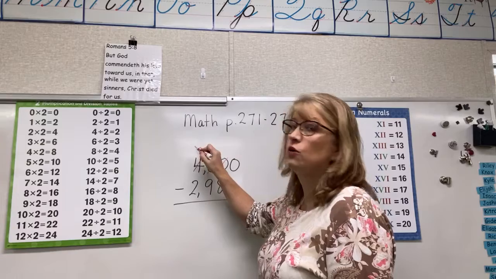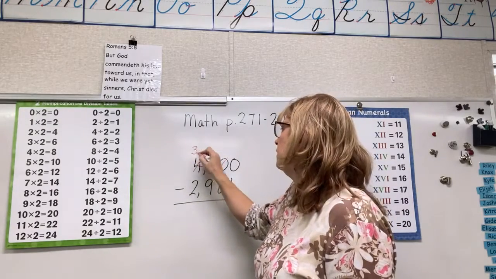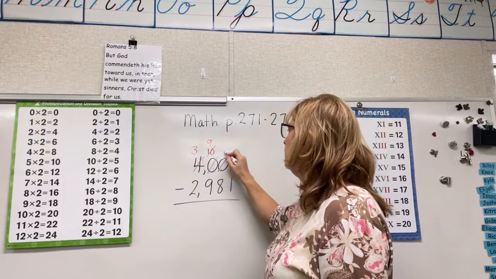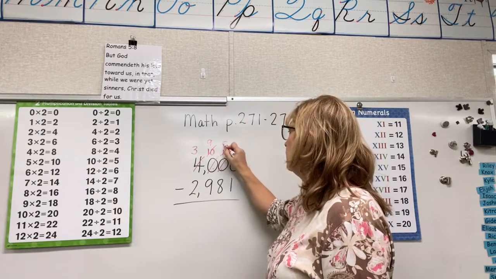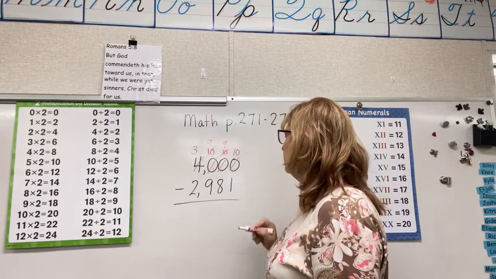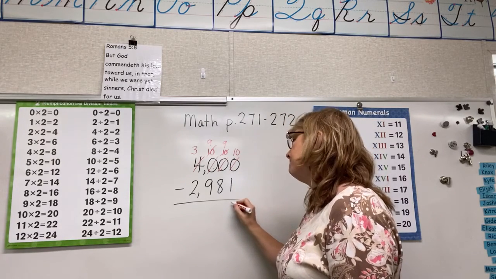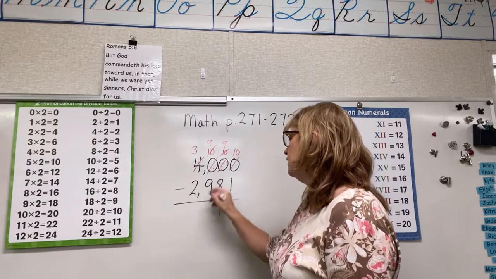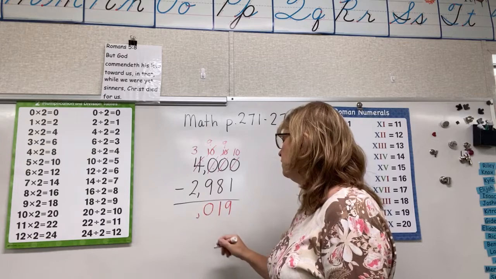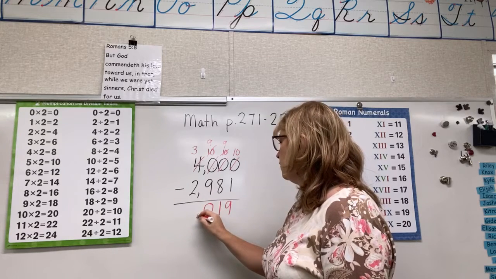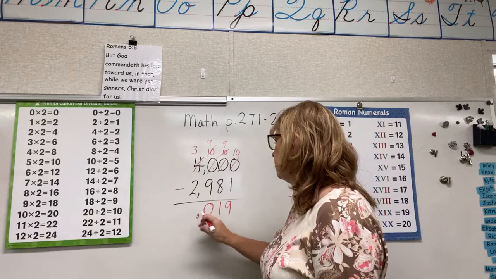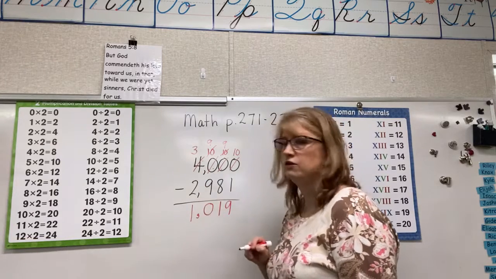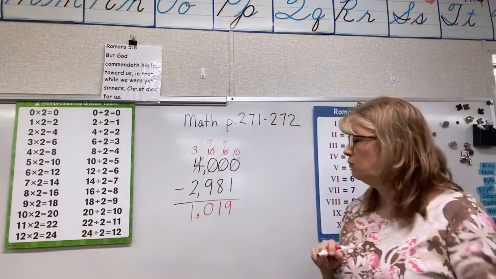Can we borrow from the 4? Yes. Make the 4 a what? A 3. Make the 0 a 10. Mark it out again, make it a 9, and make that a 10. 10 minus 1 is 9. 9 minus 9 is 0. Bring down your comma. Don't forget that comma, and don't forget where to put it. You do not put it up at the top. You put it at the bottom, and 3 minus 2 is 1. Your answer would be 1,019.